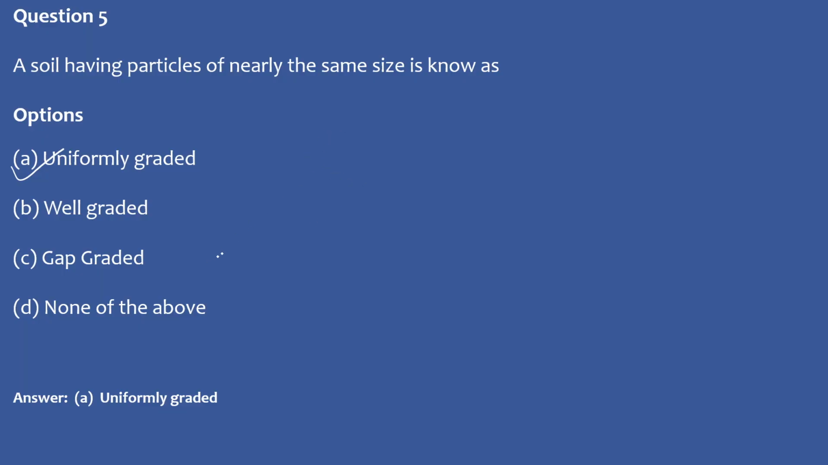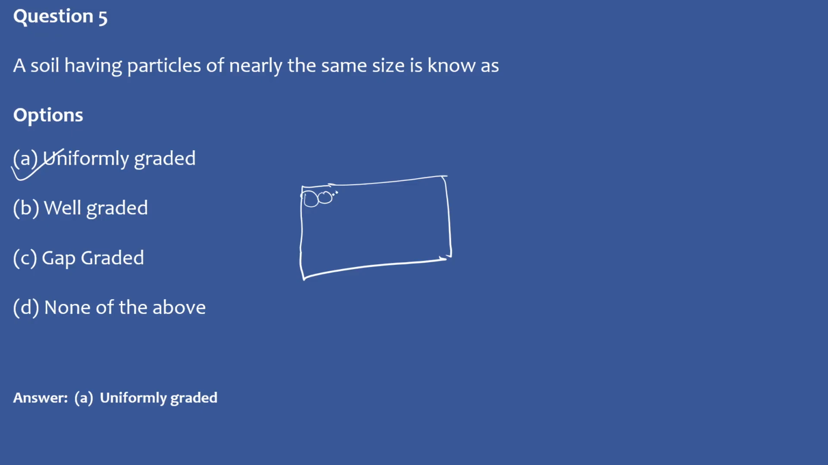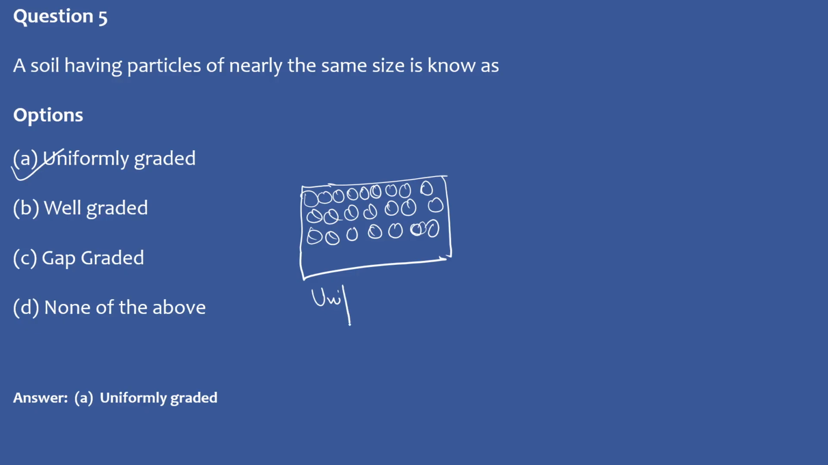In a certain soil matrix, again, I'll draw this. Let's say you have soil particles which are of almost the same size, meaning the diameters of the particles are almost the same. In that case, we call this matrix uniformly graded.